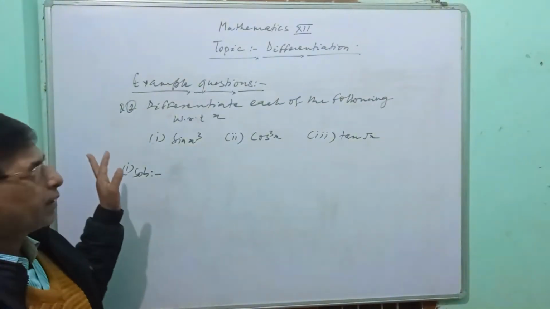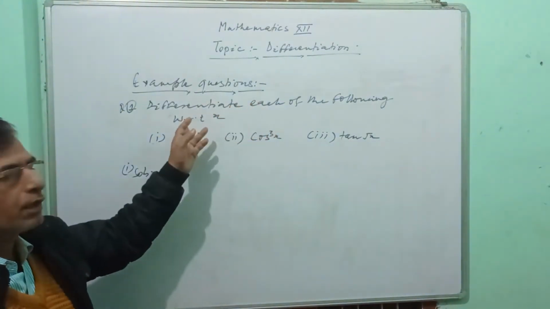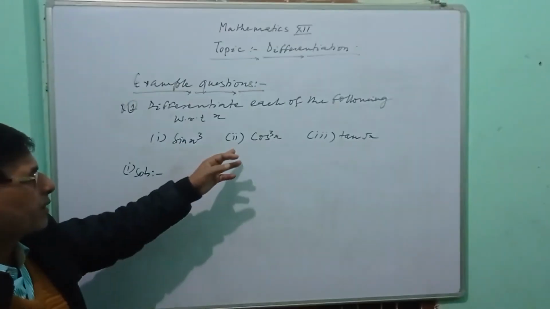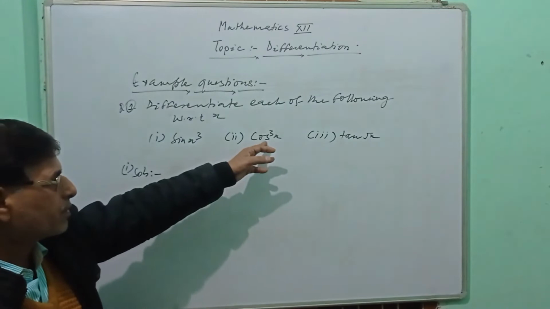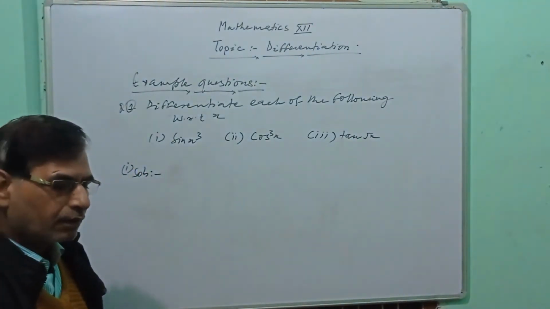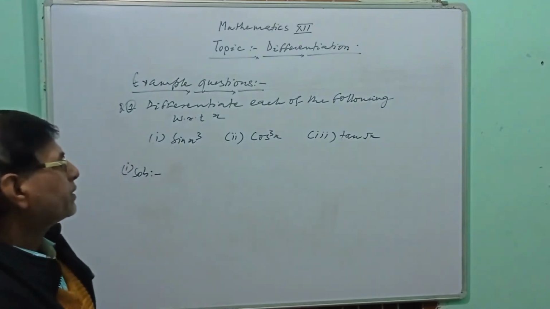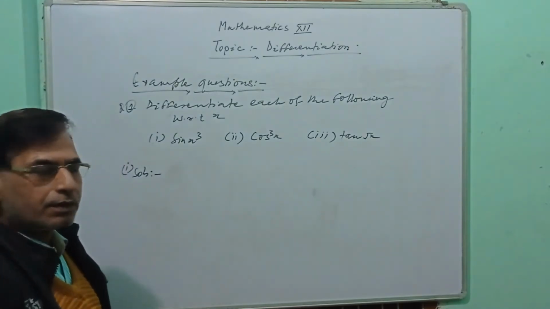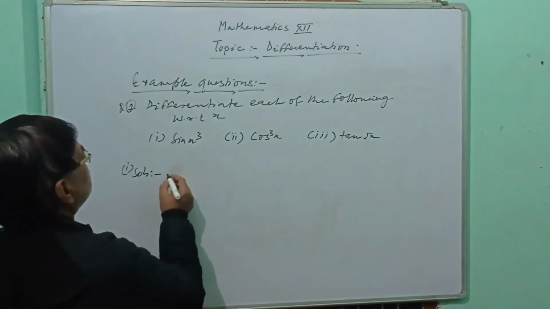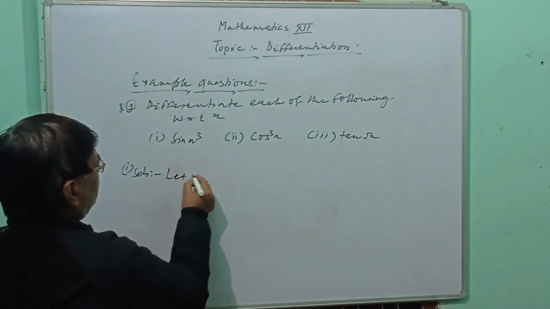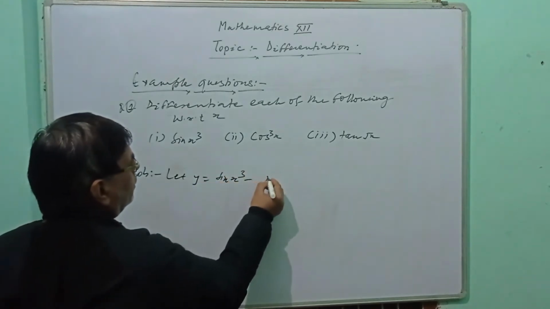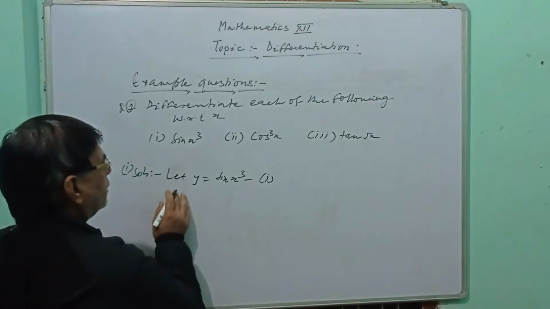The first question is: differentiate each of the following with respect to x. The first is sin x cube, the second is cos cube x, and the third is tan root x. Now we try to understand how we can solve these questions in a very easy manner. Let y equal to sin x cube. This is equation 1.